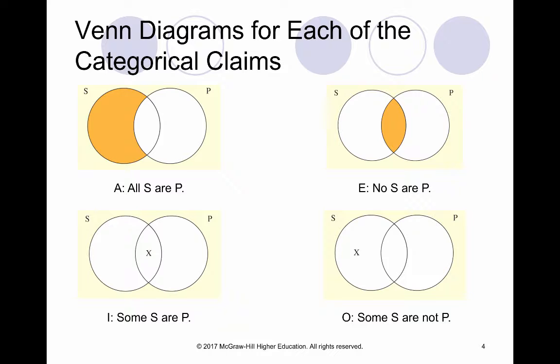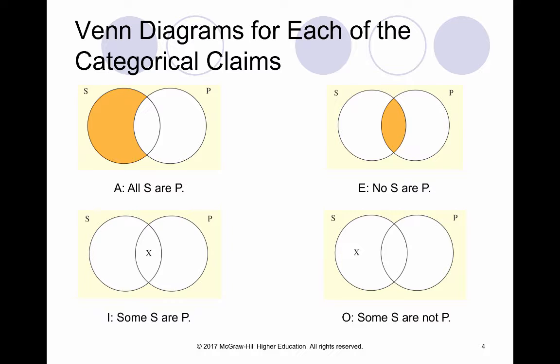The I claim, some S are P, is illustrated here by placing an X in the overlap. This signifies that at least one, but not all, of the members of a category are also members of the other category. So some serial killers are women might be illustrated by this. The X in the overlap shows that an indeterminate number of serial killers, at least one, also fit into the category of women.